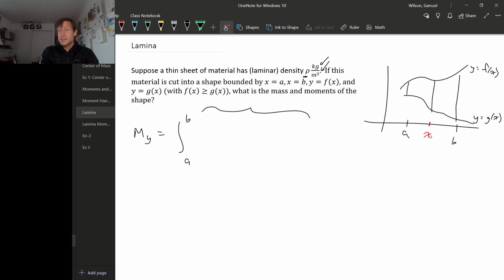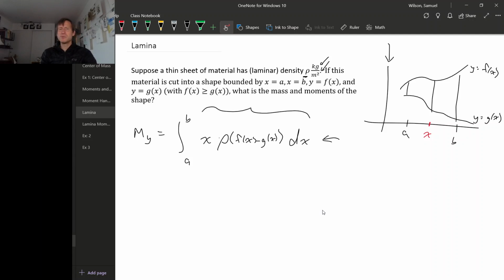The distance of this slice from the axis of rotation, which is the y-axis in this case, that displacement is x. Now we need to multiply that by the mass of this vertical slice. The width of the vertical slice is dx. The height of the vertical slice is f of x minus g of x. And the laminar density of this material is rho, so we need a rho right here. So here's the formula for the moment about the y-axis.